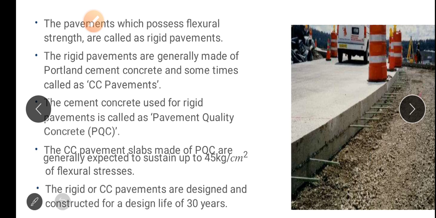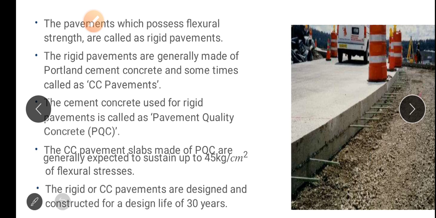Am I right? Fine. Today we will see the rigid pavements. The pavements which possess flexural strength are called rigid pavements, whereas in case of flexible pavement, flexural stress is almost negligible. The rigid pavements are generally made of Portland cement concrete and sometimes called CC pavements. The cement concrete used for rigid pavements is called pavement quality concrete (PQC).